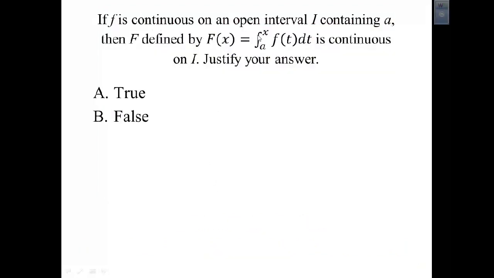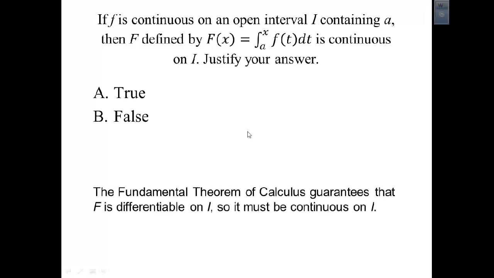All right, if f is continuous on an open interval I containing a, then F, defined by F of x equals the integral from a to x of f of t dt, is continuous on I. Justify your answer. All right, if f is continuous and we're looking for F of x being continuous, which is defined as the integral. Well, remember the integral is just finding what? The area under the curve. And if the curve is continuous, then the area will be a continuous value as well.